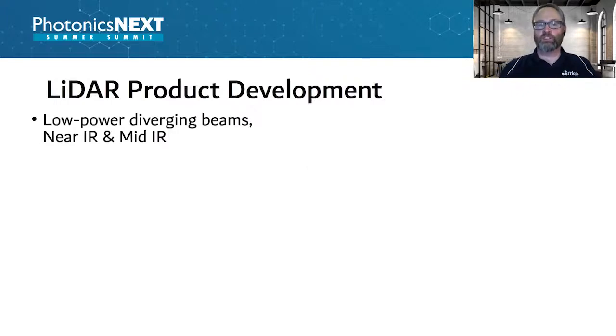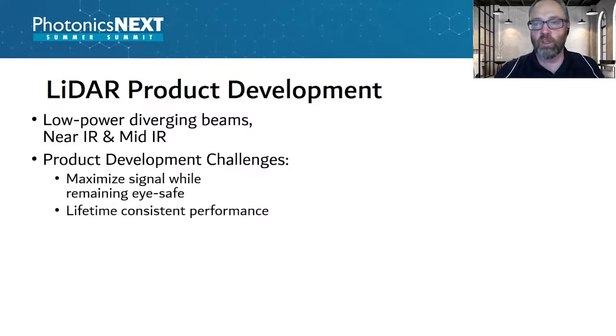Okay, and then finally, let's talk just briefly about LiDAR product development. So LiDAR products typically are using a relatively low power diverging beam. So from a point source, it's starting to spread out. That's what a diverging beam means. At near IR or mid IR wavelengths, there are several different wavelengths that are being used and experimented with.